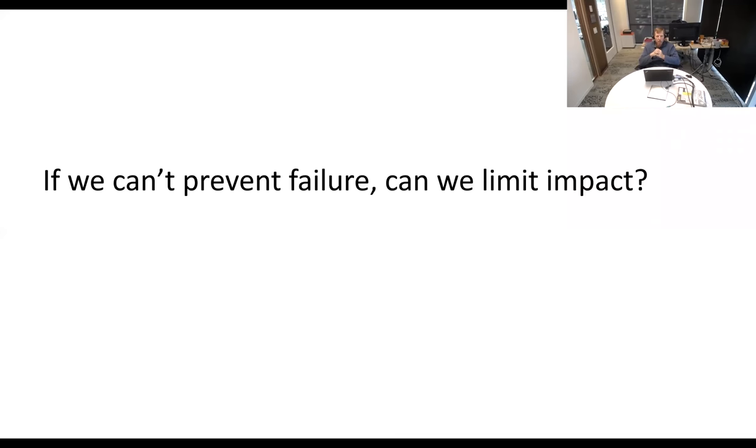So if we can't prevent failure, and you can't, there's no way to make failure never happen. To state that in an obvious way, does anybody believe they can ship a meaningful product without a single bug? If anybody raised their hand and said yes, you're a liar, because you just can't. So if you can't prevent it, are there things you can do to limit it, to mitigate it quickly, to resolve it quickly? How do you think about that problem?